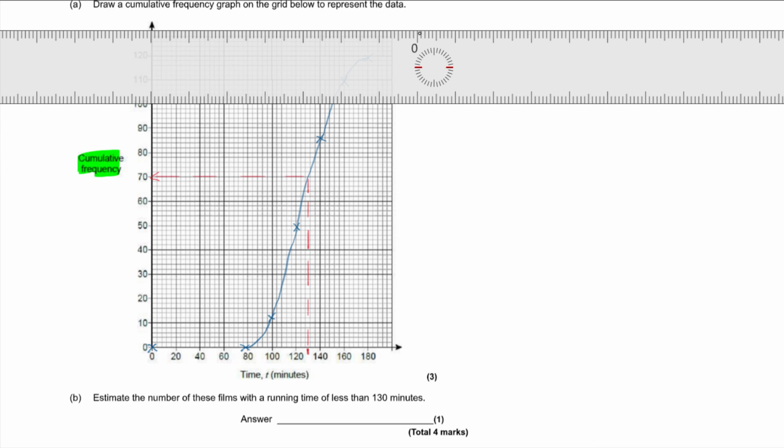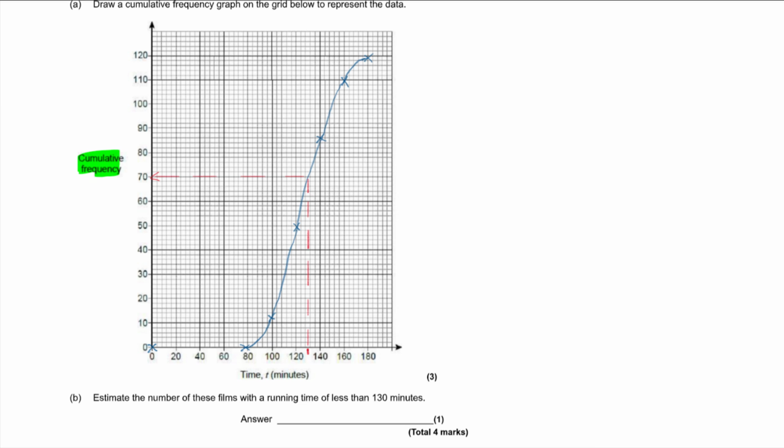Now I think that's pointing to 70 on mine. Now yours might vary slightly to mine. It's not an exact science drawing a cumulative frequency curve. You do get a bit of variation from graph to graph. So as long as you write down the number on your graph, you'll do fine, you'll get the mark. So estimate the number of these films with a running time of less than 130 minutes. Now when you look at the cumulative frequency, it tells you the number of people with that amount or less. So this is going to be 120 or less. 70 people with 120 or less.